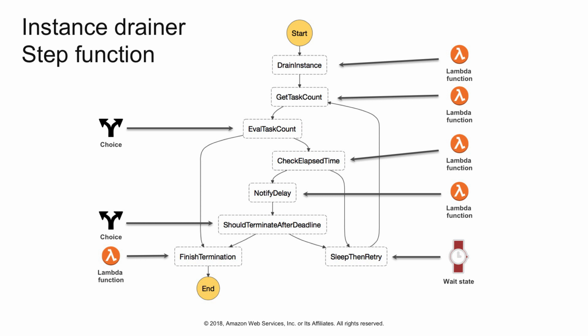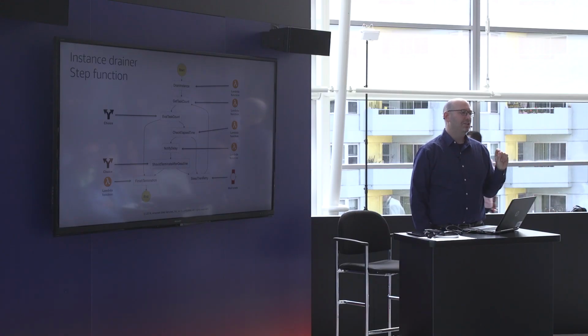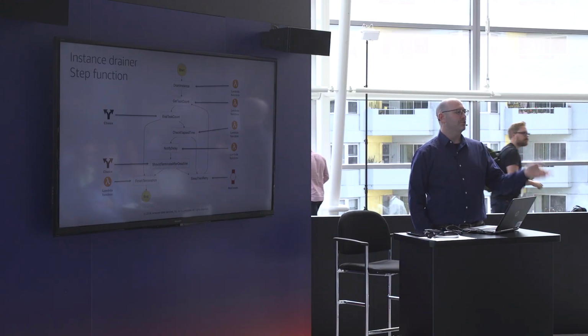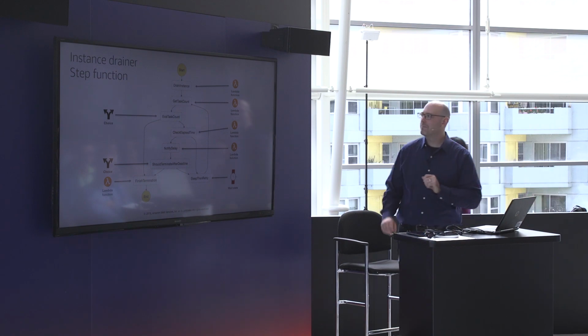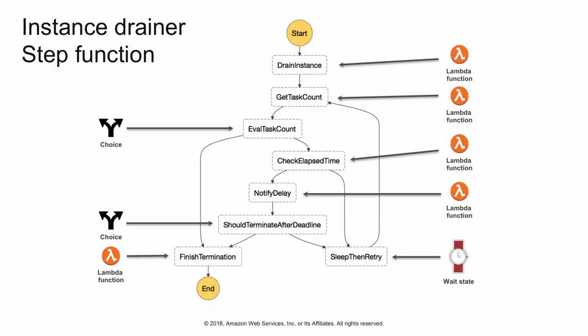And draining state in ECS means don't accept any more tasks, and if it's a service as opposed to a task, any service-associated tasks on that instance, ECS will try to migrate over to other instances and then terminate it after it's successfully migrated to another instance. Get task count queries the ECS API for the number of remaining tasks on that instance.